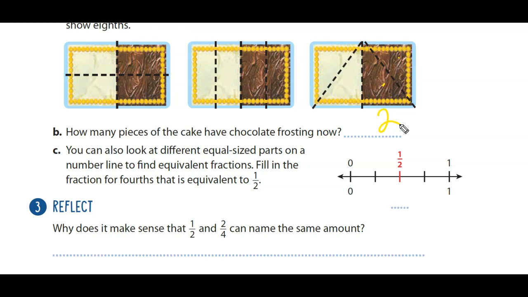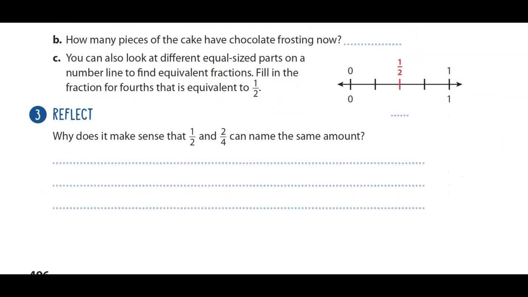It says you can also look at different equal sized parts on a number line. So look at the number line. Okay, it's halfway through, right? This is a half. How many fourths is that? 2/4. How do I know that? Because it's 1, 2, 3, 4. That's my denominator. And from 0 to a half, 1, 2. I had two jumps.